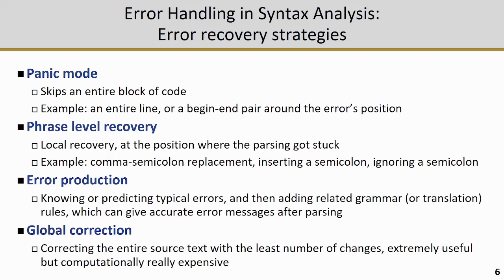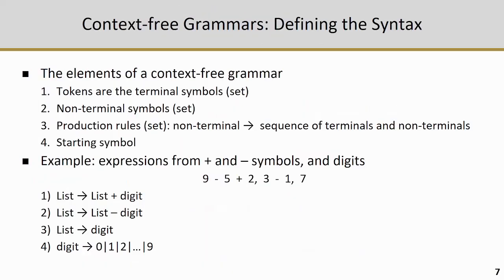And theoretically, the most useful could be the global correction, where the entire source code is modified to be compilable with minimal modification. However, it is computationally highly expensive and practically never applied.